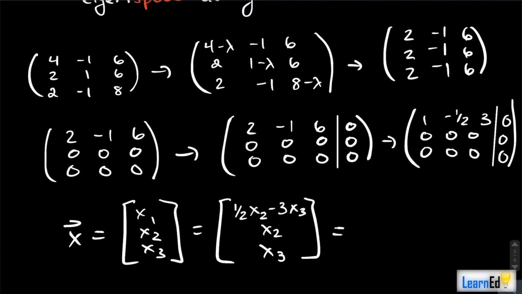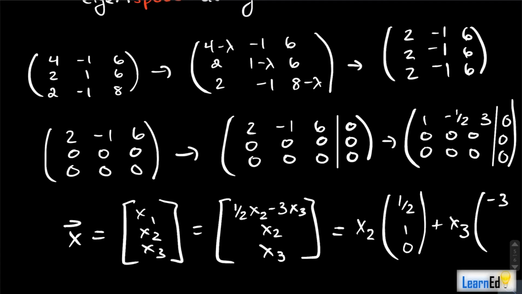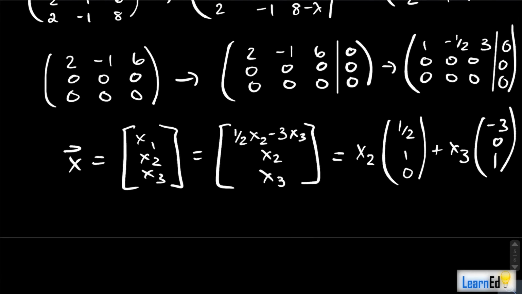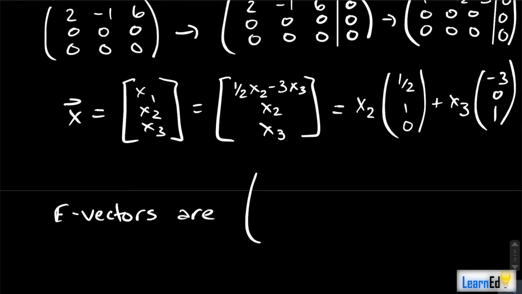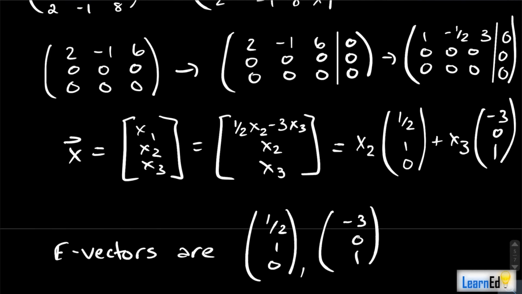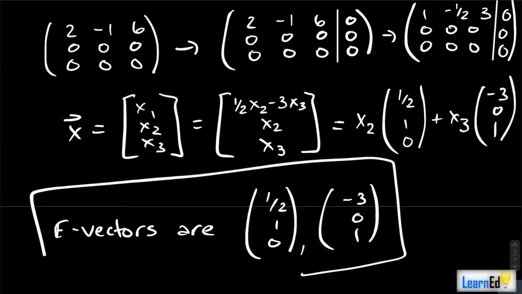So now we can split this up into two respective vectors, right? Eigenvectors. We have 1/2, 1, 0, and we have -3, 0, 1. These are our eigenvectors. So our eigenvectors are 1/2, 1, 0, and -3, 0, 1. So we have two eigenvectors for this one eigenvalue. Okay, so these are our eigenvectors.